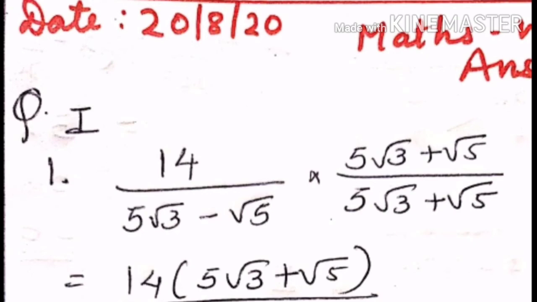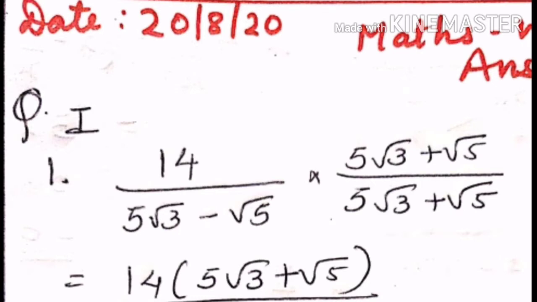As I told you, last week I gave you worksheet 1, and these are the answers of our worksheet 1. Question number 1 is rationalize the denominator. Here we have to take the rationalizing factor of 5 root 3 minus root 5, that is, by changing the sign, 5 root 3 plus root 5, which I have multiplied upside down.